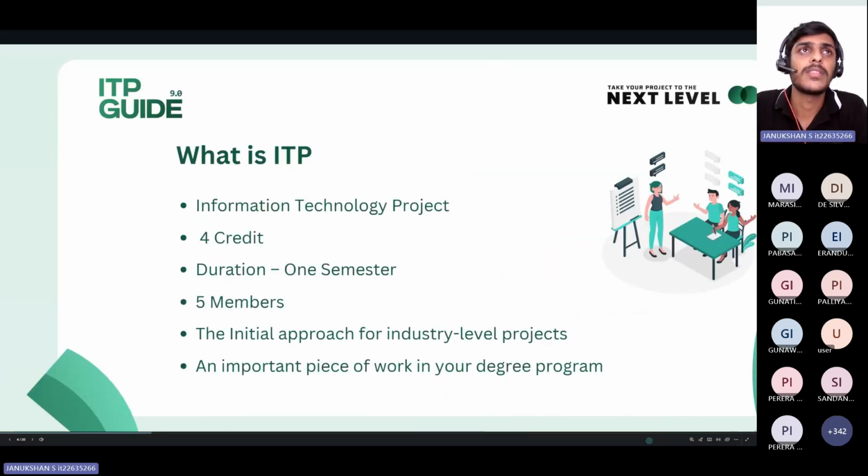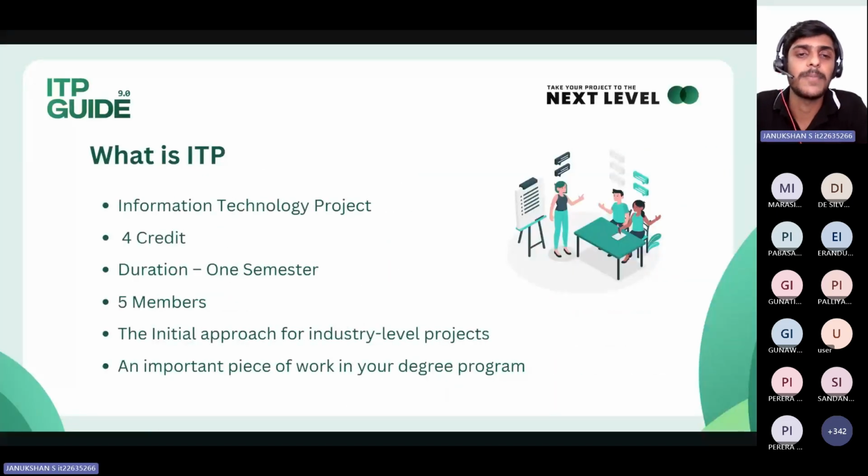So to begin with, what is ITP? Information Technology Project, generally known as ITP, is a 4 credit module. Unlike other modules, this entire module is going to be a project. And the duration of this project is 1 semester, which is a very small amount of time when you are balancing it with all the other modules.